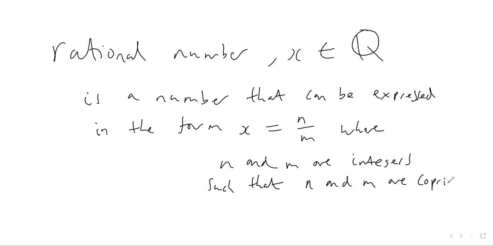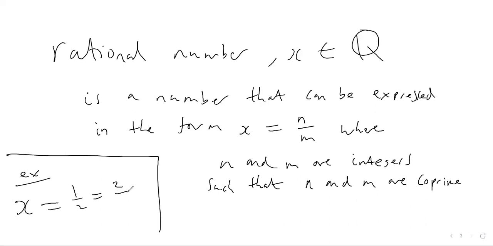So again, what this word co-prime means is that the highest common factor between n and m is 1. So in other words, a rational number is a number that you can write as a fraction with an integer divided by an integer, where you can't simplify the fraction any further. So this fraction n over m is the simplified fraction. For example, the number a half is a rational number. So as an example, if x was equal to a half, that's a rational number. Obviously, you can write a half as 2 over 4, and you can write it as 3 over 6, and so on and so on.